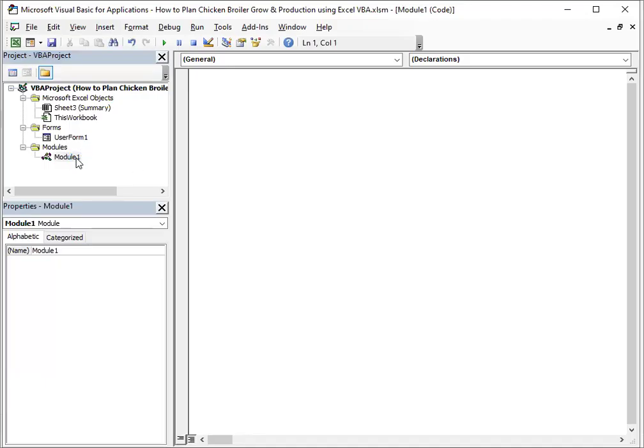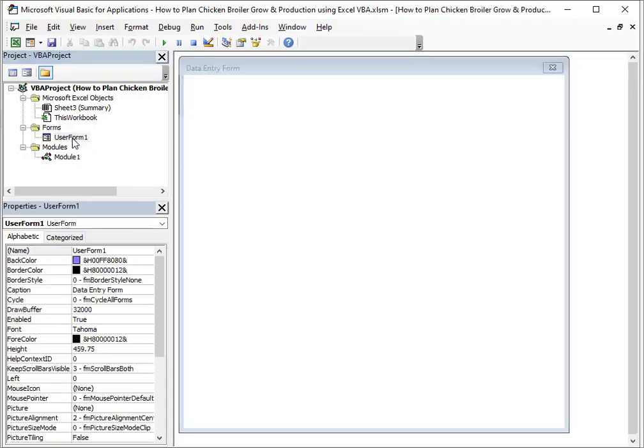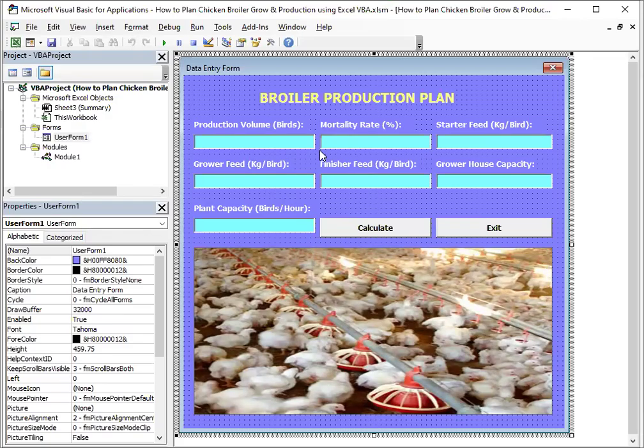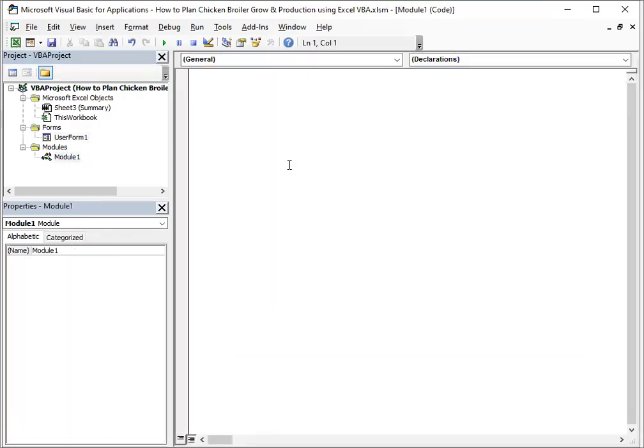And as you can see, I've already opened a Module 1, and then a user form, which I already have here. I have created this before. All I have to do is just write the code, but at first I'm going to do Module 1. I'm going to create a function for the DOC requirement, a function for the feed requirement, and a function for the houses requirement, and the last one would be a function to calculate the processing plant operating hours to process the birds that have been harvested from the farmhouses.